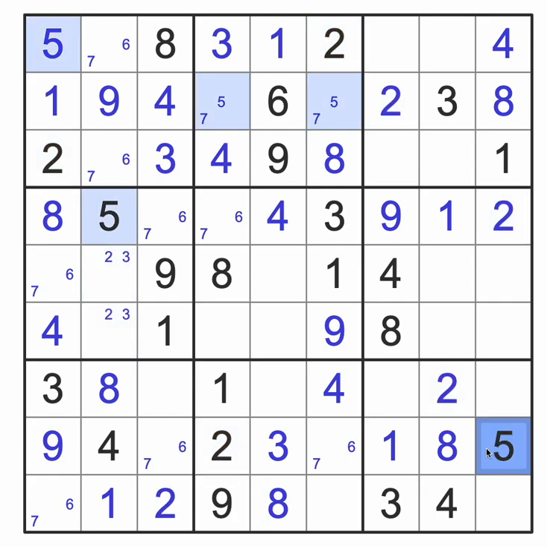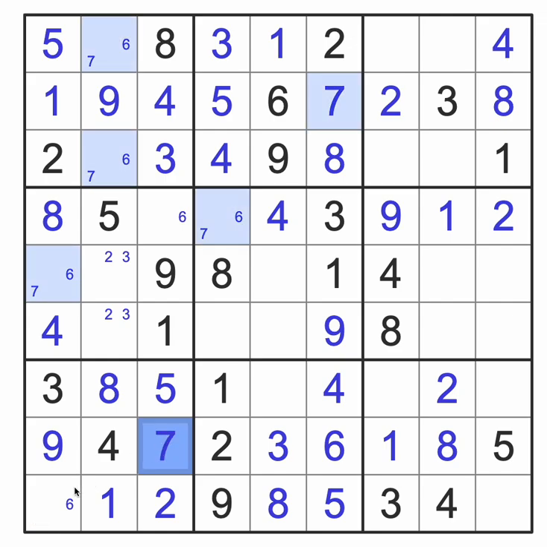Or I can say 5 blocks here. 5 here blocks this cell. Gives me 5 here, which blocks this cell. 5 in box 9 blocks this cell. Gives me 5, which gives me 7, 5, and also 6, 7. That gives me 6 because that's what's missing from the column 4.